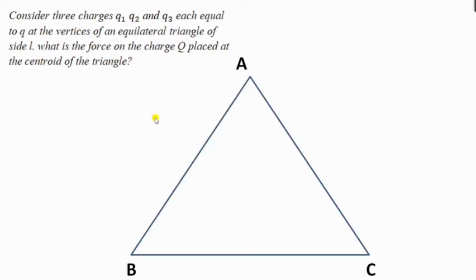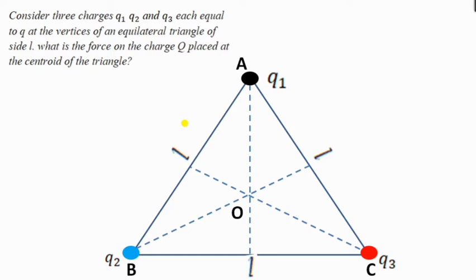So we have an equilateral triangle of side L, and we are keeping charges q1, q2, q3, and this point is the centroid where all the perpendiculars from each side meet. That is the centroid. So I'm keeping Q at the centroid. Now we are considering all the charges to be positive. So this and these are positive.